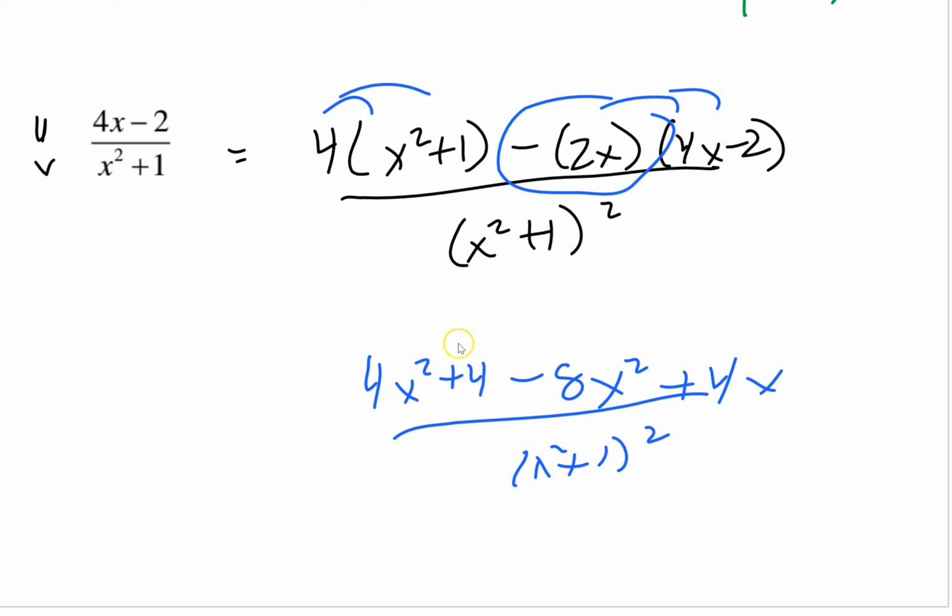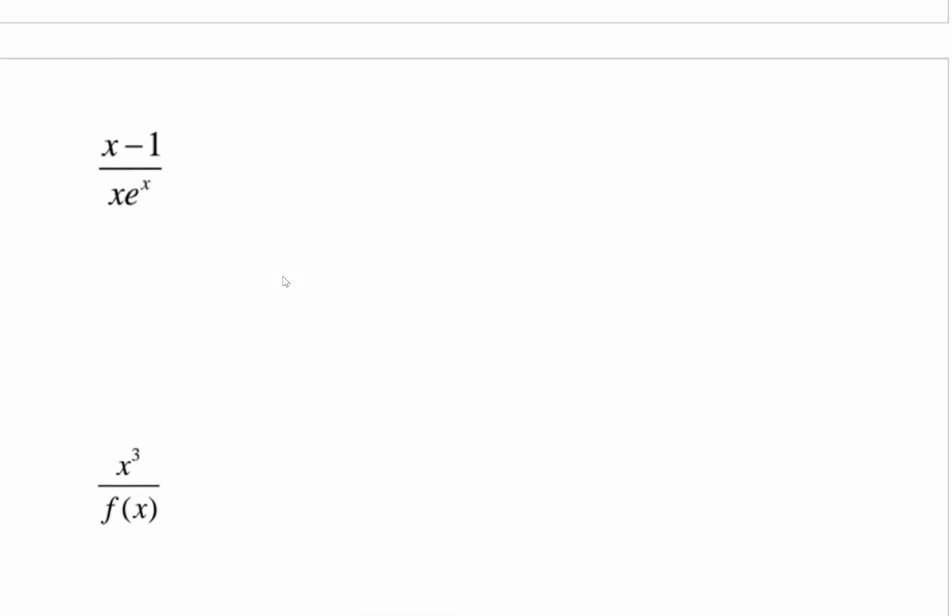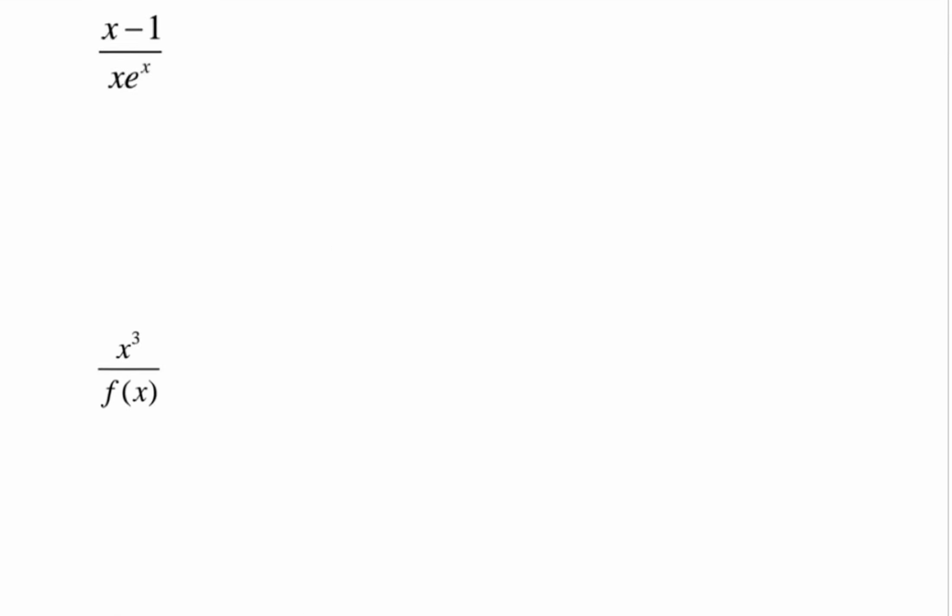Then I could add, if you could read through my mess, you could add up like terms like these two. Negative 4x squared and then plus 4x plus 4 all over (x squared plus 1) squared. Right, so that's the idea. Again, if they don't specifically tell you, you can leave it like this. A few more, and then we'll be done with this.